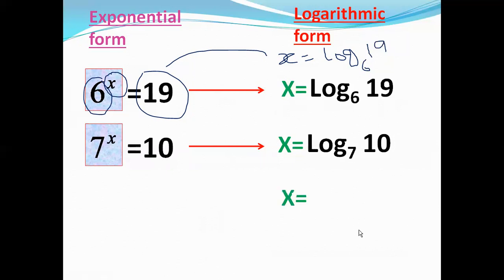Suppose I give a logarithmic form. Now I have to change this logarithmic form into exponential form. How to change? First, you have to identify what is power, what is base, what is result in this logarithmic form. Here x is power, 5 is base, 13 is result.